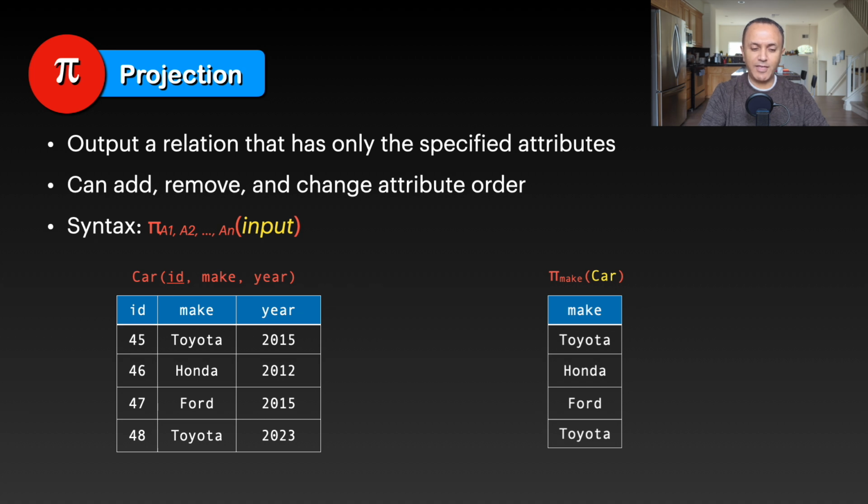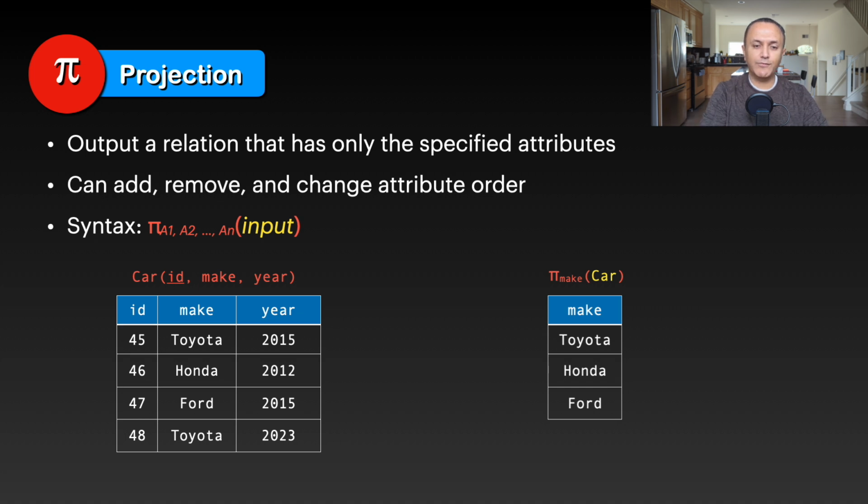In this particular case, the output is actually going to be just these 3 tuples because the duplicate will be automatically removed. Again, this is not the same in SQL. In SQL, if you do this kind of query, you will still get 4 tuples.